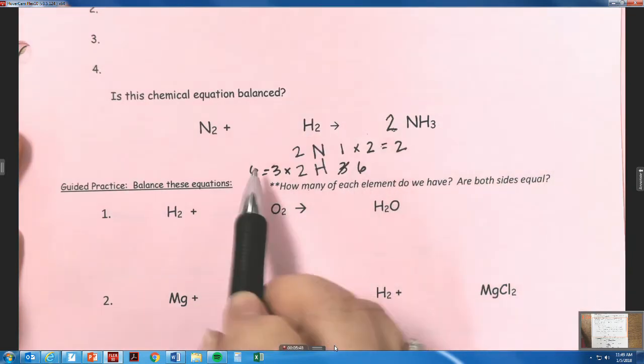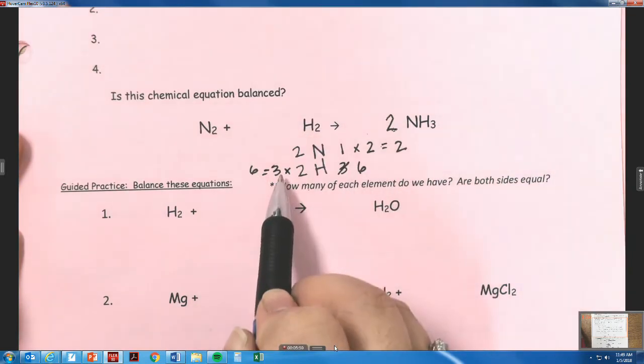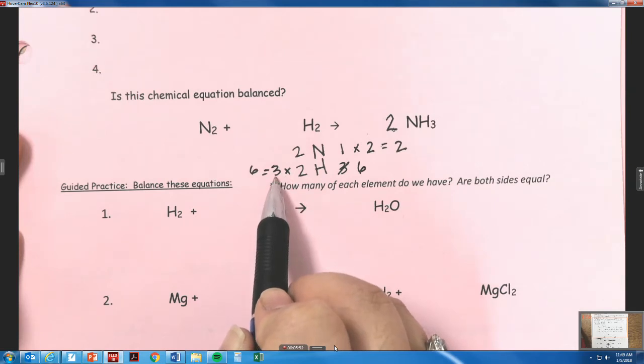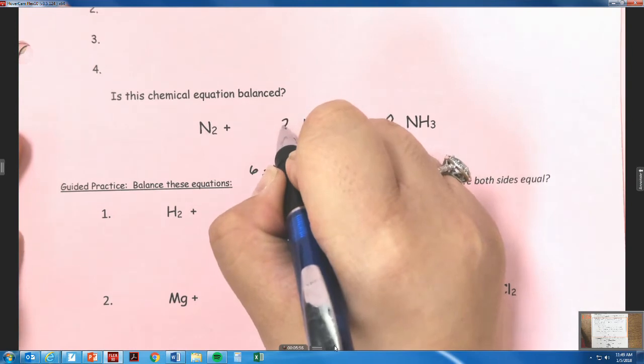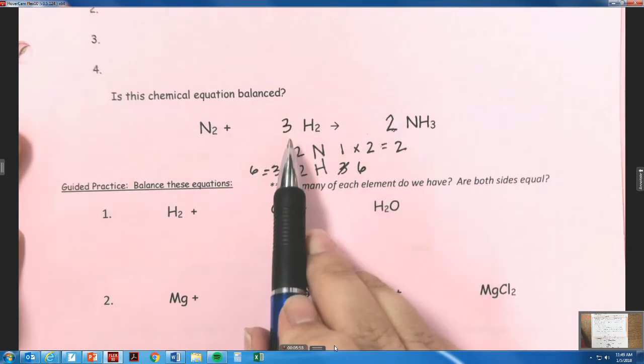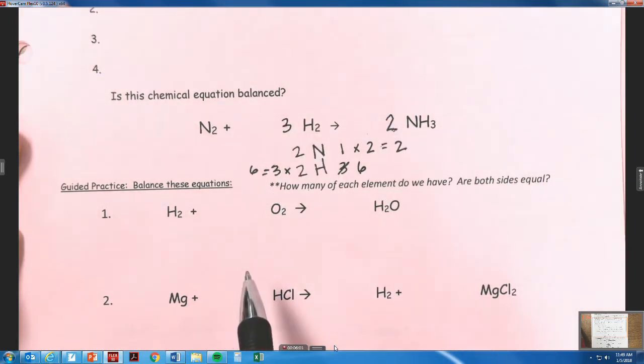Okay, so remember, whatever I multiply with, that's going to be my coefficient. So I multiplied by 3 for hydrogen. I'm now going to have a coefficient of 3 for H2. Okay, so you can always check your work at the end.